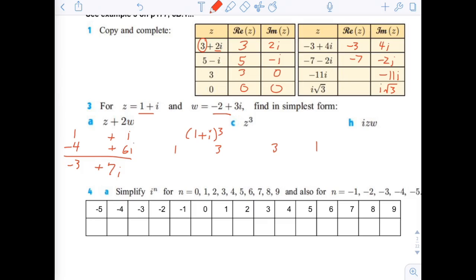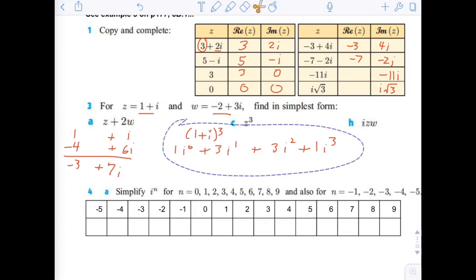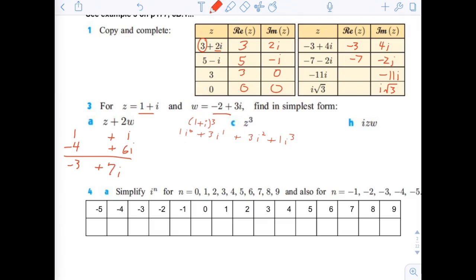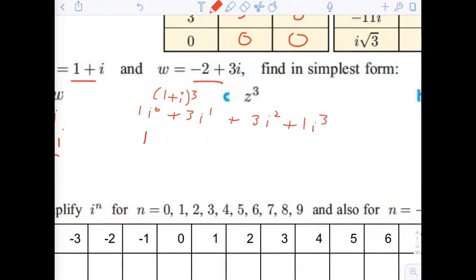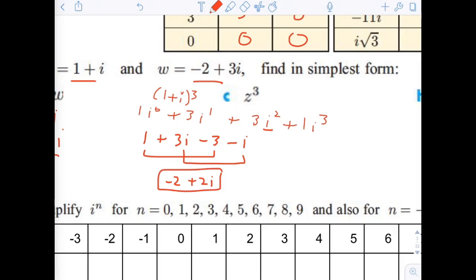What about the i? So this would be i to the 0. This would be i to the 1. This would be i to the 2. And this would be i cubed. Now let's simplify that. I to the 0 is 1. So it'll be 1 plus 3i minus 3, because i squared becomes minus 1, so it's minus 3. And then i cubed is the same thing as negative i, so that would be negative i there. Now we're going to combine like terms. So it would be negative 2 plus 2i.